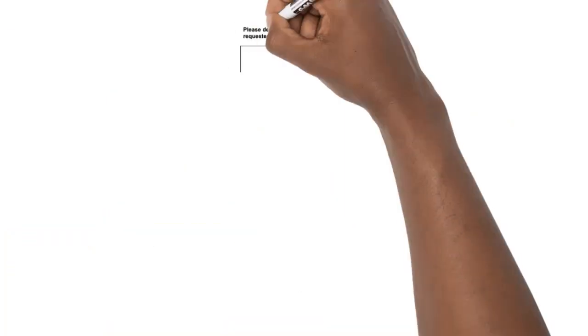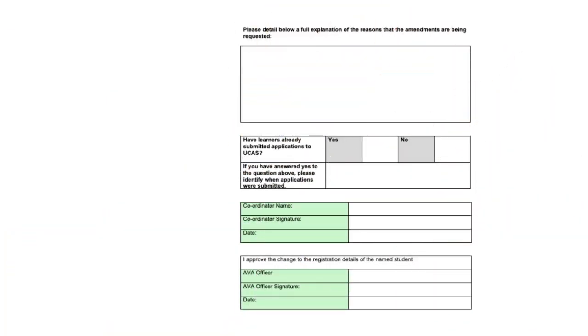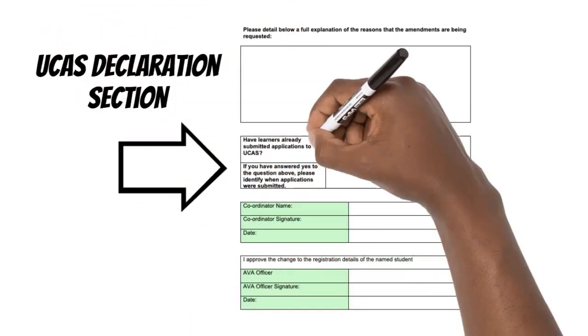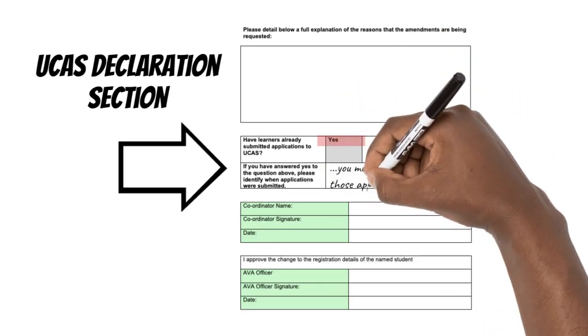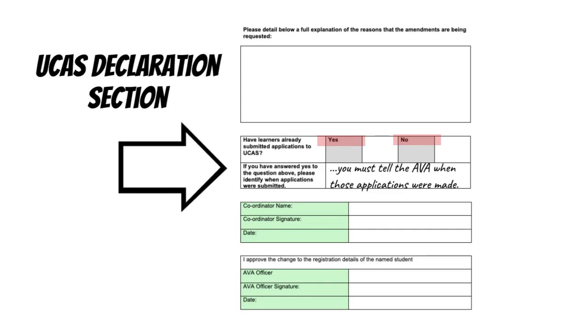The next section is often overlooked and one of the main reasons why request forms are returned. Here providers must indicate whether or not learners have already submitted applications to UCAS. If they have, when those applications were submitted must be provided. This information is needed by QAA and the AVA is required to collect and monitor this data.